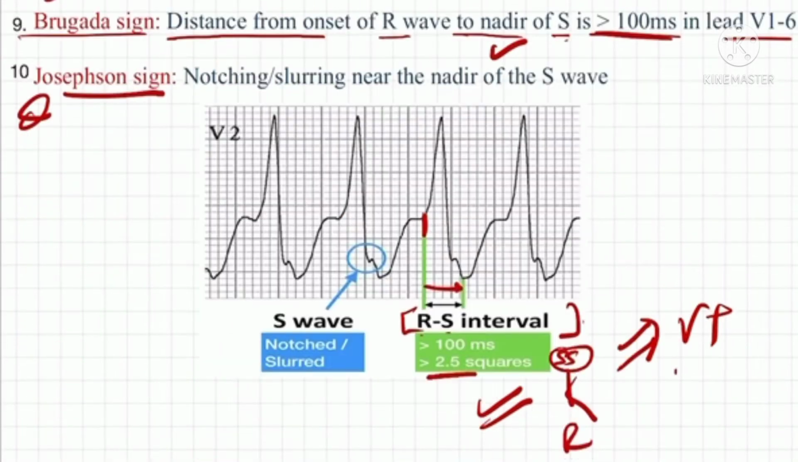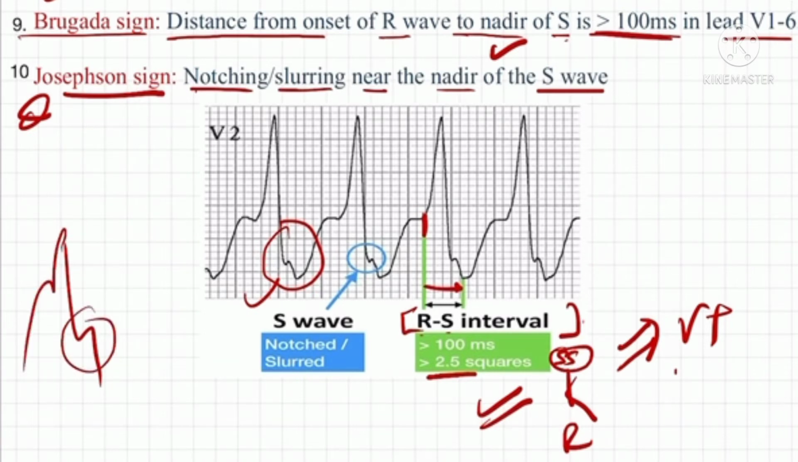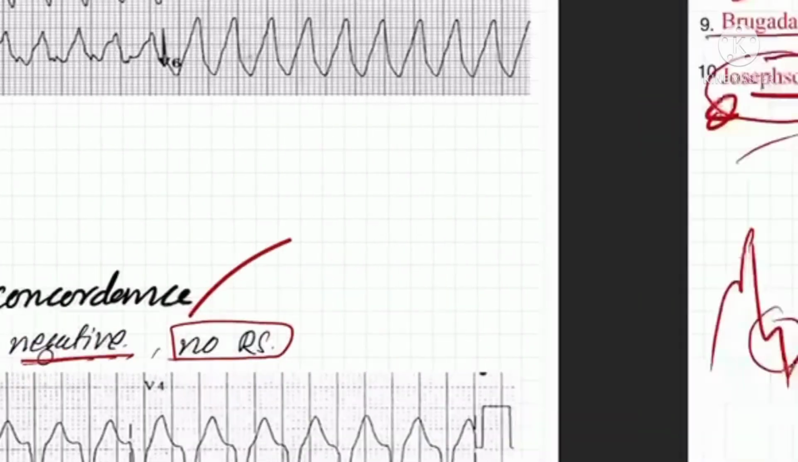Okay, it is important. Same is the Josephson sign. There is notching or slurring near the nadir of the S. If in the S deflection or S wave there is any deflection, notching or slurring, near the nadir of the S wave, it is called Josephson sign. This 10th point is very important to help in the diagnosis of VT.